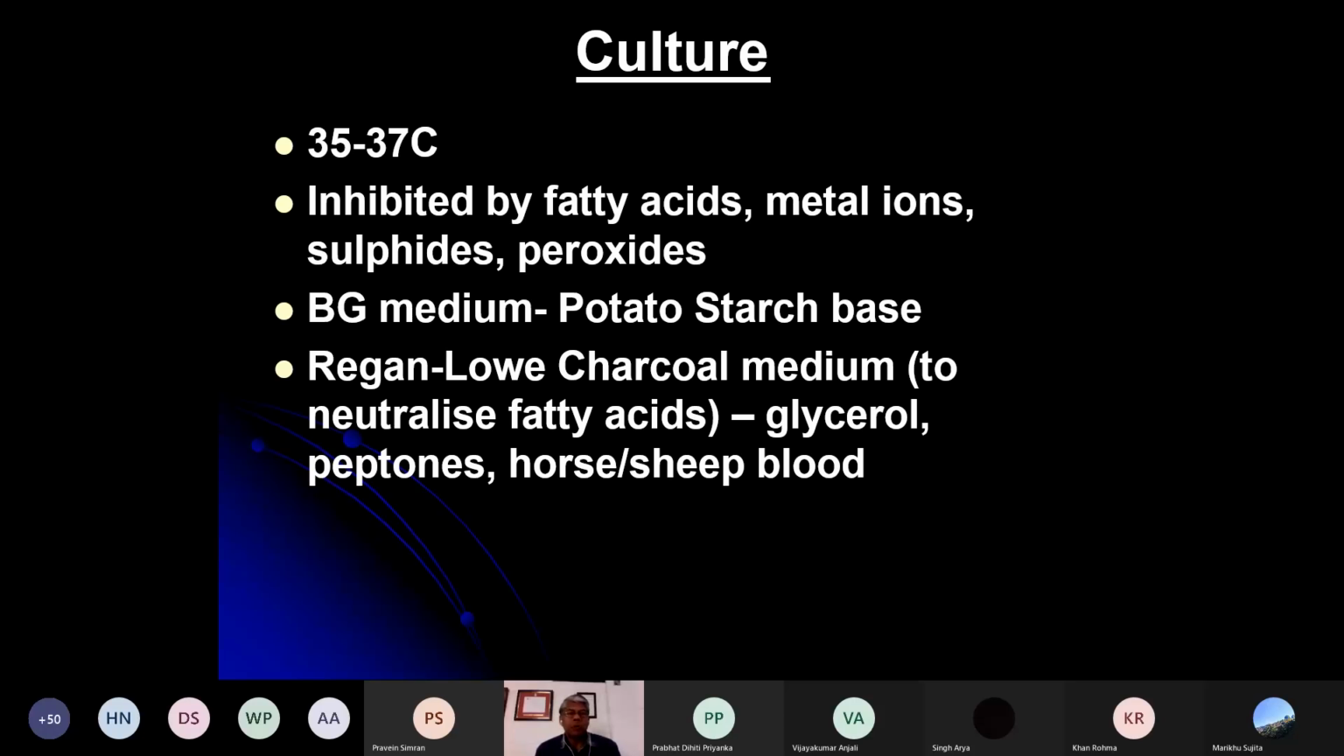The Bordet-Gengou medium or BG medium contains potato starch as the base, which helps in selective growth of these bacteria. Similarly, there is another culture medium, Regan-Lowe charcoal medium. This contains charcoal, and the charcoal neutralizes the fatty acids and allows the bacteria to grow. This medium also contains horse or sheep blood. So the two important media for isolation of Bordetella pertussis are BG medium and Regan-Lowe charcoal medium.